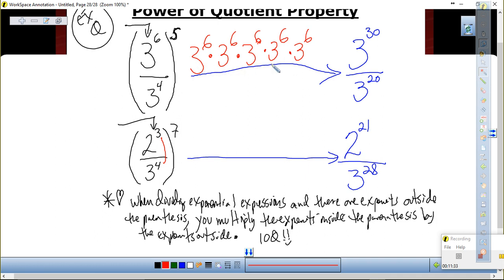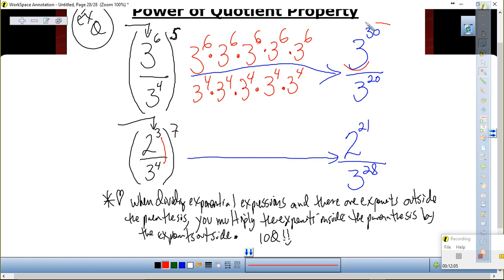Are these the same base? Yes. 6 plus 6 plus 6 plus 6 plus 6, 30. Oh, it works. Bam. 3 to the 4th times 3 to the 4th times 3 to the 4th times 3 to the 4th times 3 to the 4th. Same base? Yes. 4 plus 4 plus 4 plus 4 plus 4, 20, and it works. Now, that's which one? Power of quotient property, what we just did up to right here.